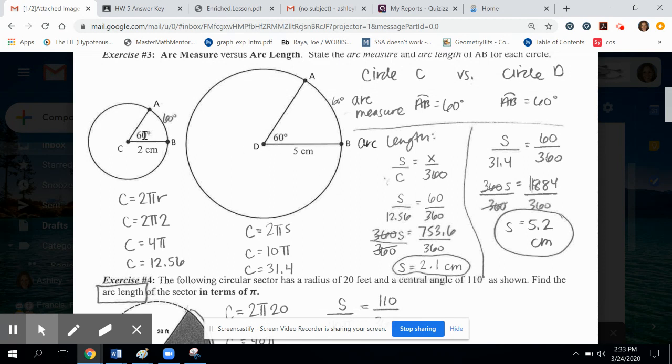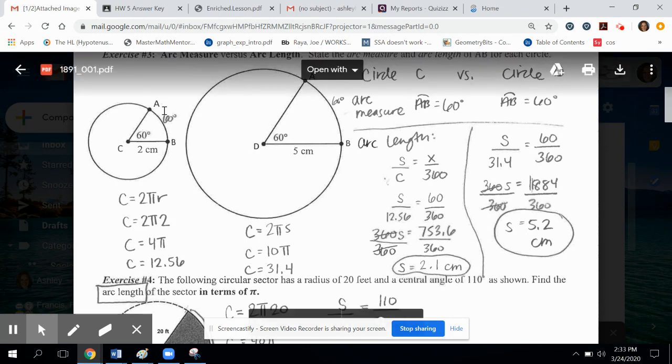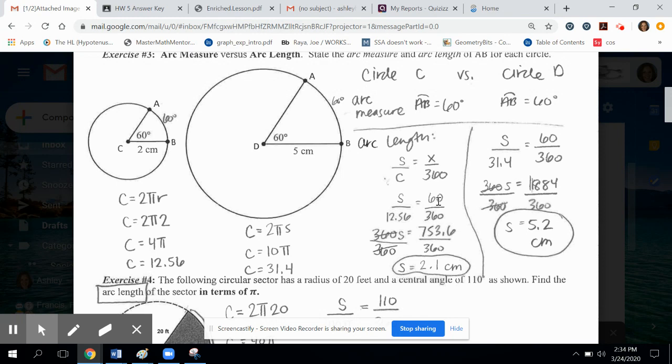I know that if this central angle is 60 degrees, the arc takes up 60 degrees, so I replace the x with 60. I cross multiplied, so I get 360s equals 253.6, and I divided out the 360. They wanted the nearest tenth. Actually, I guess I didn't say. I'm telling you now. Nearest tenth would be 2.1, and it's just a length. It's one-dimensional, so it'd be centimeters.